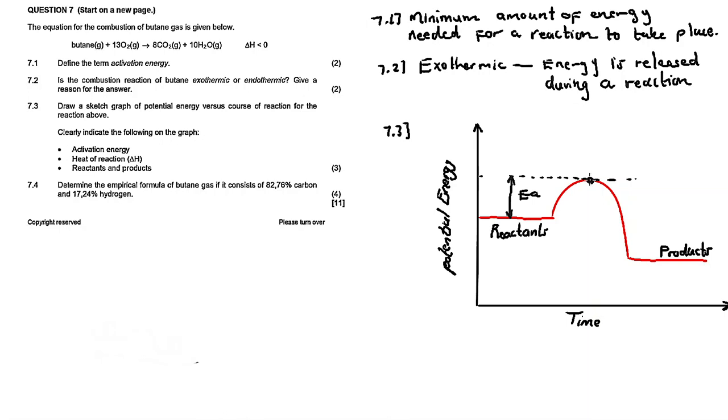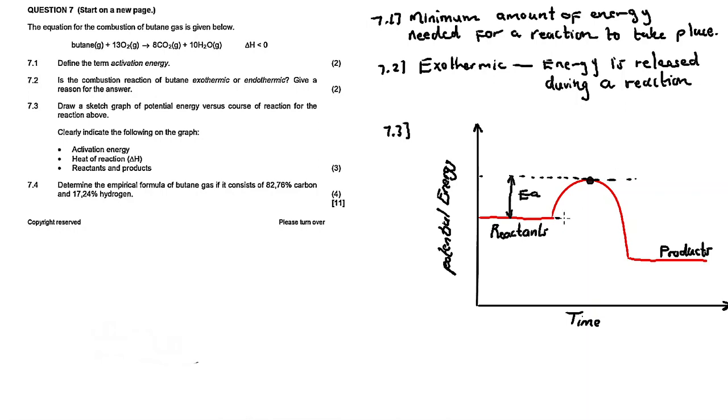So from this point, once the reactants reach enough potential energy, they start reacting. After reacting, I release energy to form new products. So this is activation energy, 2 marks.